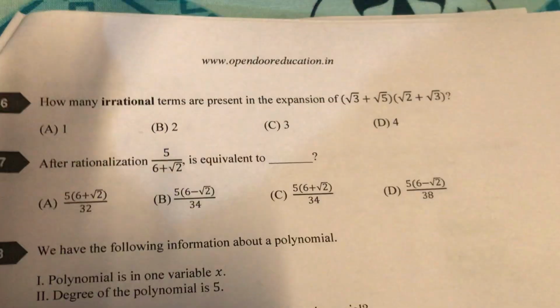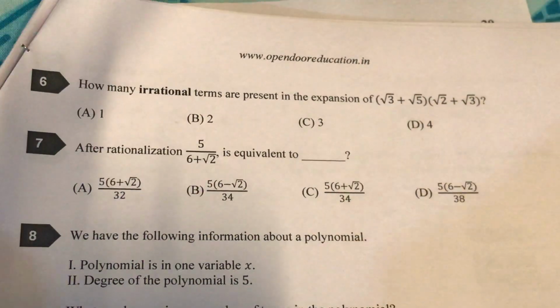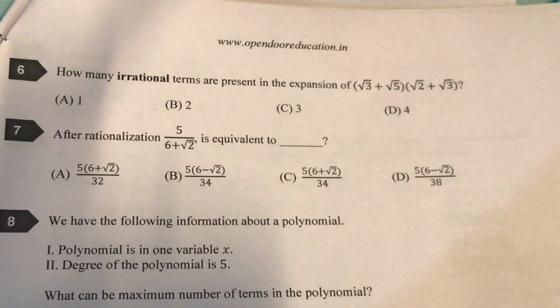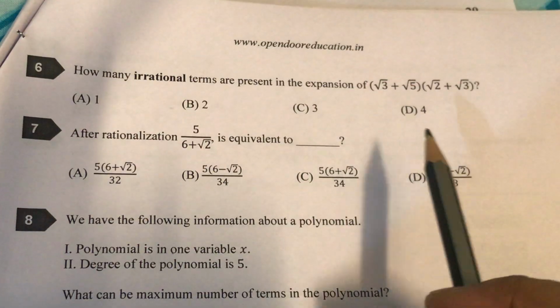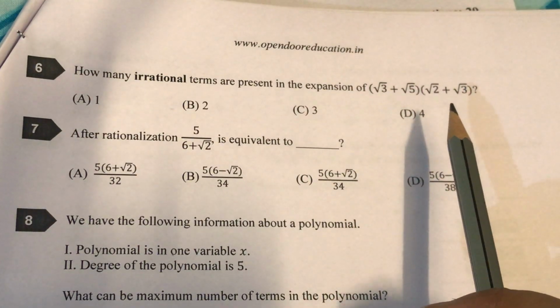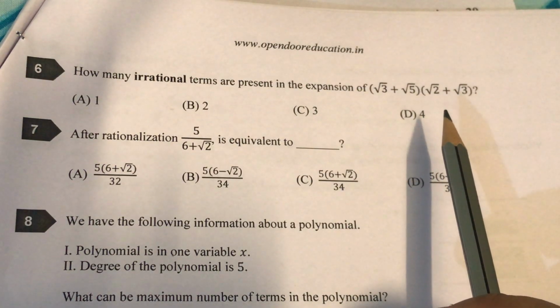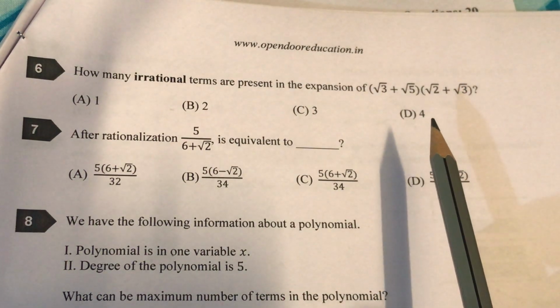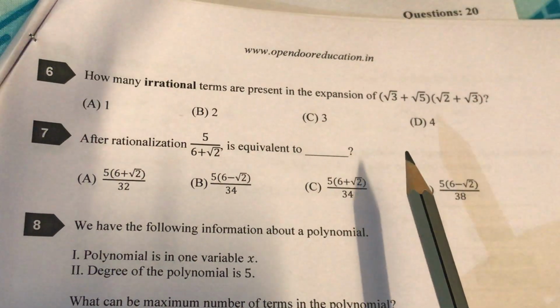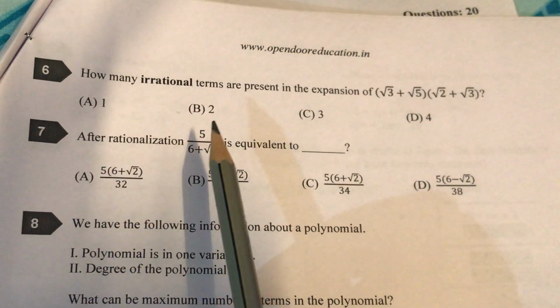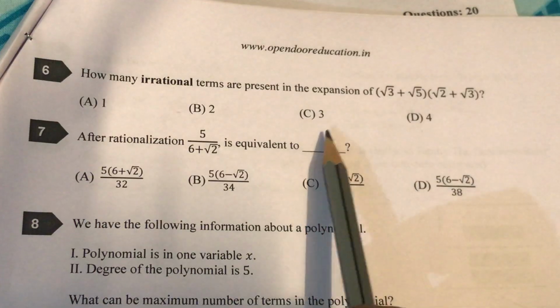If you can see this, how many irrational terms are present in the expansion of 3 plus root 5 and root 2 plus root 3? So this is the question. How many irrational terms are present, right? Now the options are 1, 2, 3, 4.